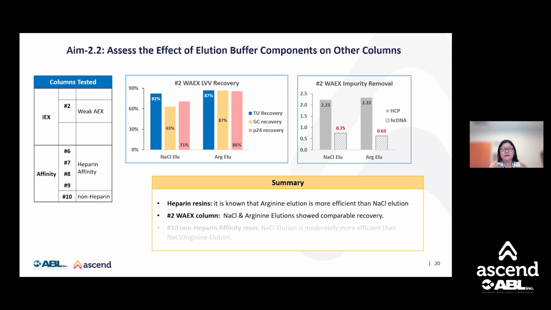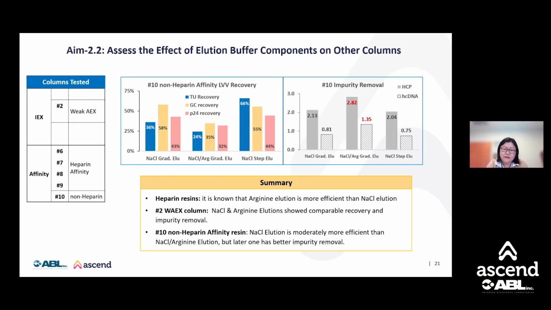Next, we examine the weak AEX number 2, and sodium chloride and arginine have shown comparable elution efficiency and a similar impurity removal. One good news though is both can efficiently remove the whole cell DNA. It's known that arginine is preferred over sodium chloride for the heparin resin, so we didn't show data here.